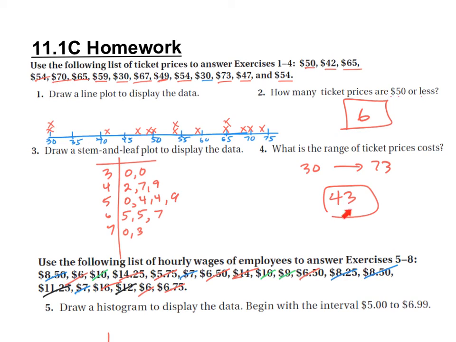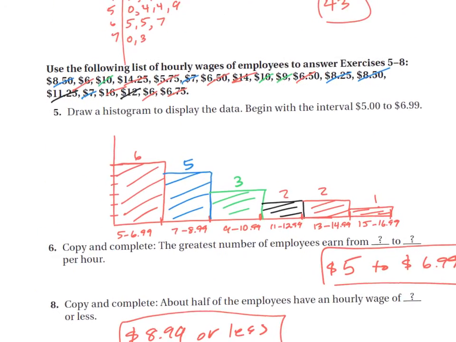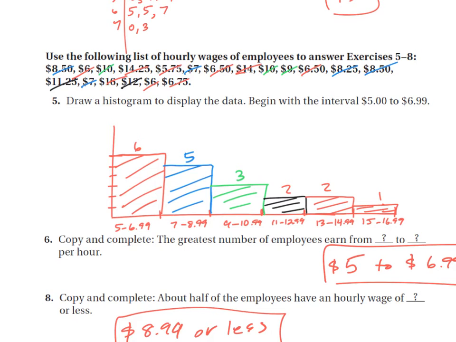That's the lowest and the highest, and the difference between those, in this case, is 43. All right, moving along. Another thing that we didn't talk about was histograms and using a range of data. So in this problem, it says use the following hourly wages and then draw a histogram. Begin with the interval $5 to $6.99.